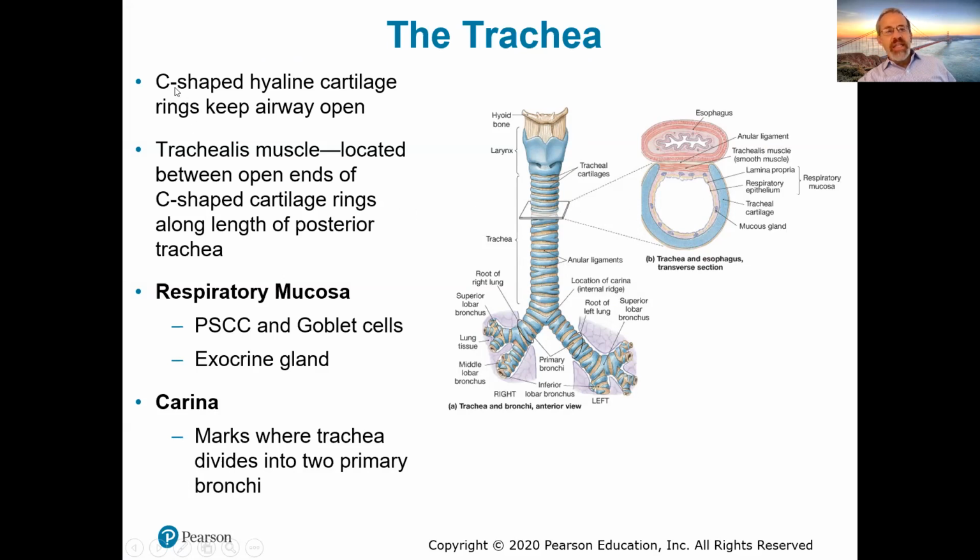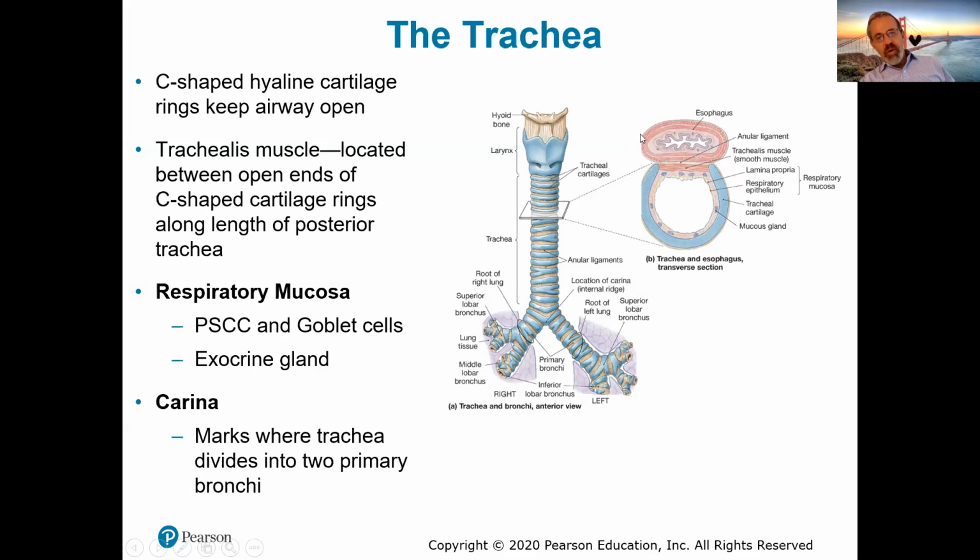Hence, we call it C cartilage or C-shaped cartilage or C-ring. Sometimes they're called C-rings. Now, it's interesting. You notice that it is C-shaped. It doesn't go all the way around. And this is very significant because this organ just behind it is the esophagus.